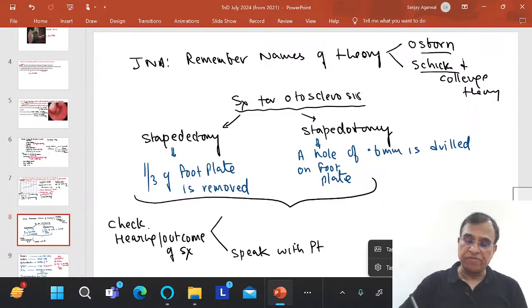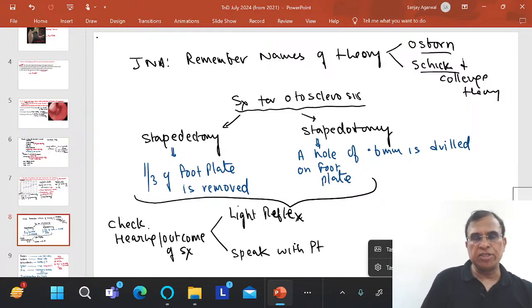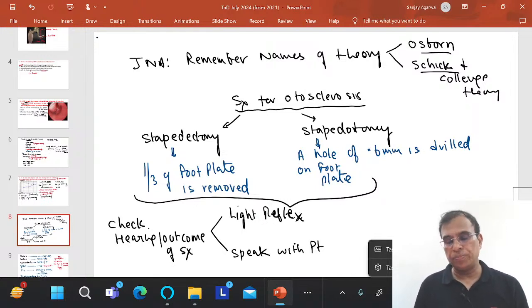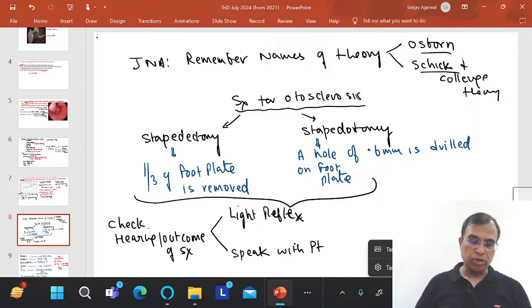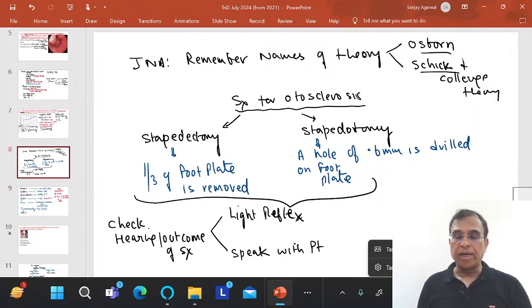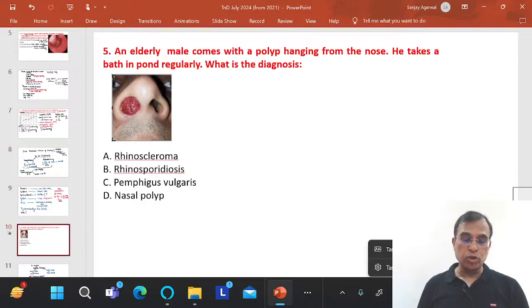And there is something called light reflex. The second thing that we can do is called light reflex. Now I am not going to explain what light reflex is because it is not important, because the exam is near. We don't want to talk about things which are not useful to you. Wasting time is not important. But if you can remember, this light reflex can be used to check the hearing or the outcome of the surgery, whether the surgery is successful or not. You don't have to know the details of the light reflex. I think enough of these surgeries and otosclerosis, but like I said, we still have a few more things to discuss. In the meanwhile, we'll go to question number 5.